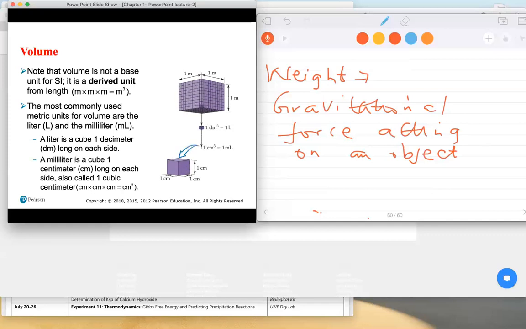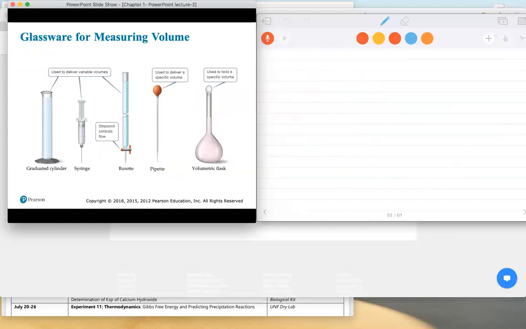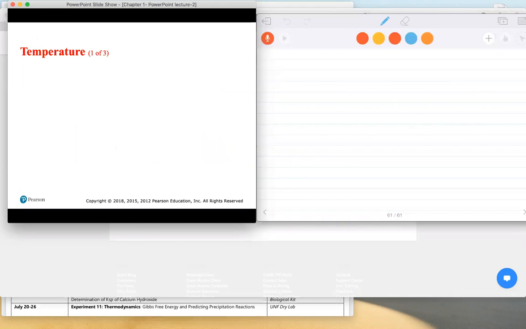I won't go into details on how this was derived. Please read more on volume. These are just a few lab equipment you will encounter, probably ones you have used before in the lab. These are common volumetric glassware used to measure volume: graduated cylinder, syringes, burette, pipette, and volumetric flask. We have other glassware such as beakers. All these are used to measure the volume of a reagent.